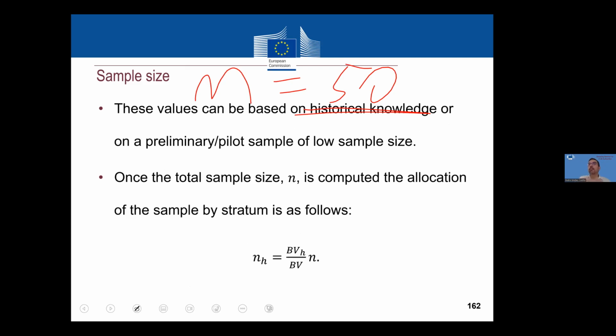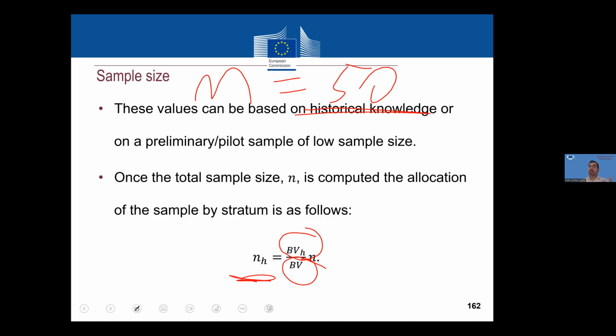Well, there are many sampling strategies to do this. The most well-known way to allocate the sample between strata, and very straightforward, is to allocate proportionally to expenditure. I mean, the sample size of a certain stratum h is proportional to the expenditure of that stratum divided by the total expenditure of the population.